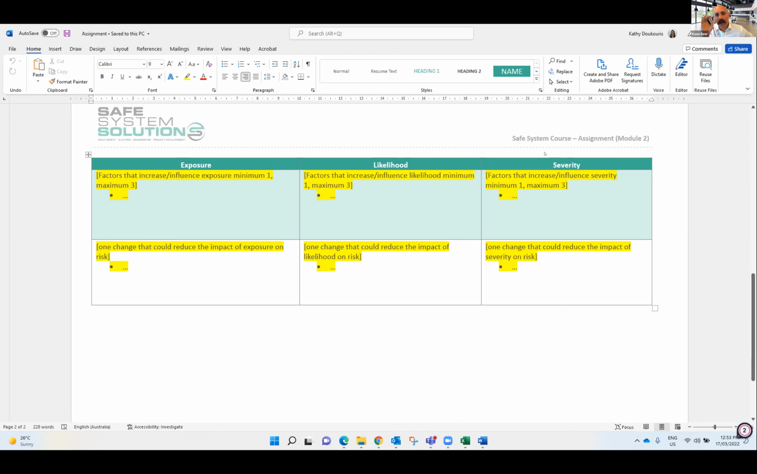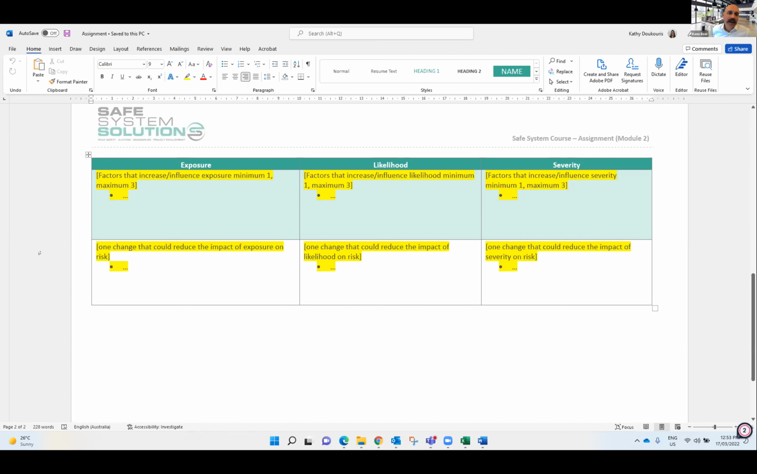Then you go to severity. And you go, okay, what is influencing the severity of crashes at this intersection? So this could be speeds, heavy vehicle percentage, the vulnerable road users, whatever it is. And you put between 1 and 3 there based on your analysis of the intersection. Angles, it could be angles, it could be anything.